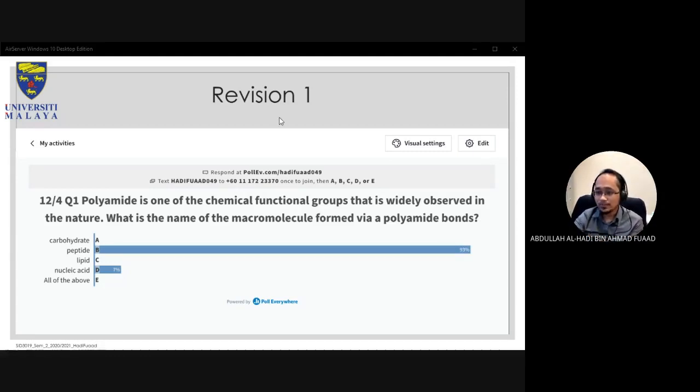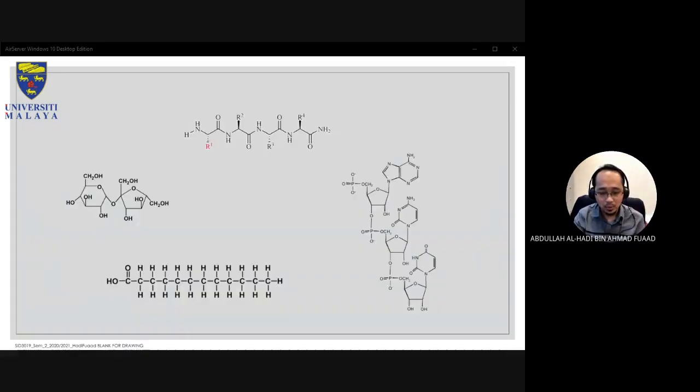Okay, all right. So the answer is yes, you are correct. Peptide is the correct answer. All right. So just a little bit of revision on biomolecules. Okay, that is a structure of a carbohydrate. Okay, that one is lipid. That one is peptide. And the other one is nucleic acid.